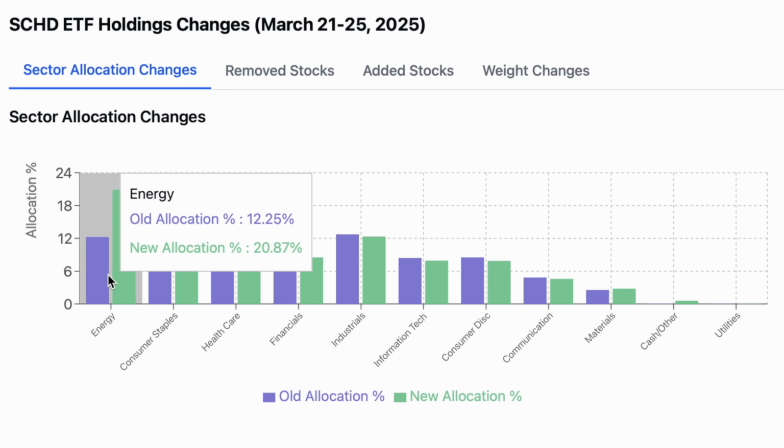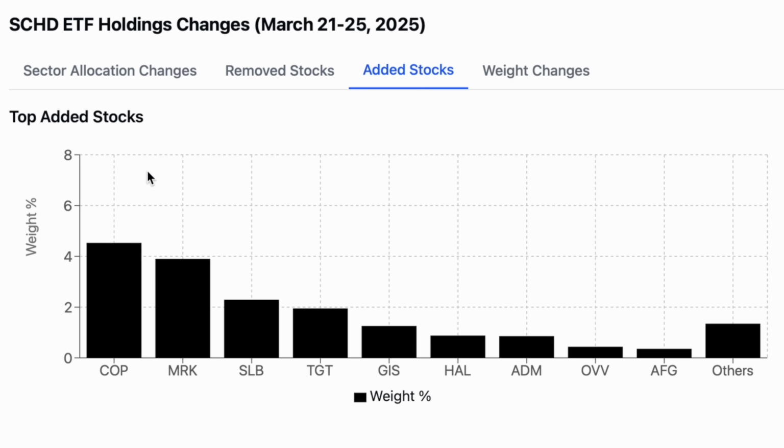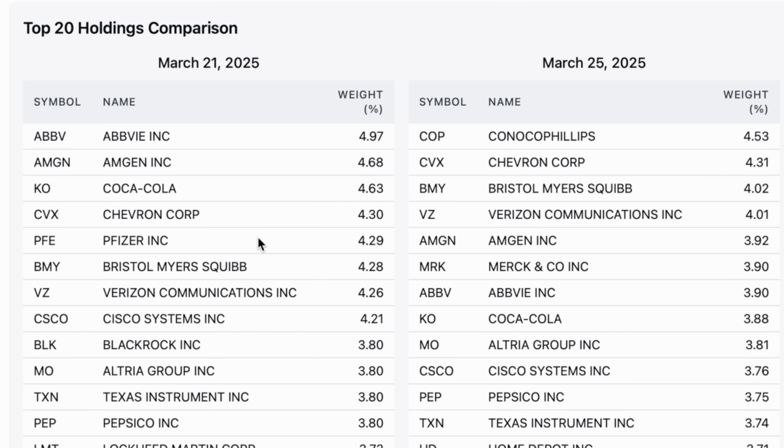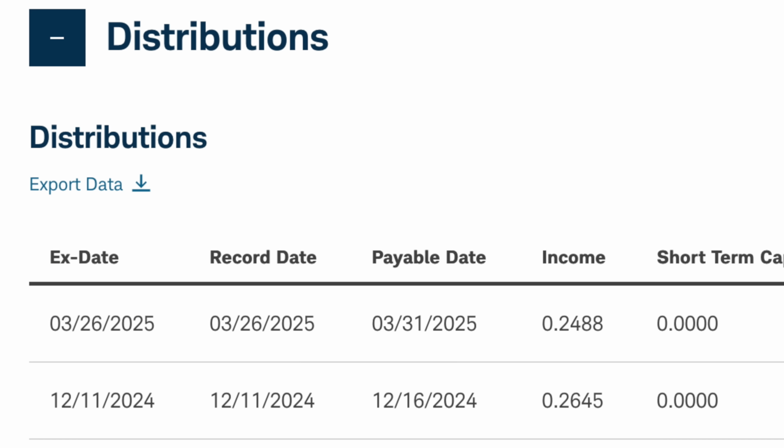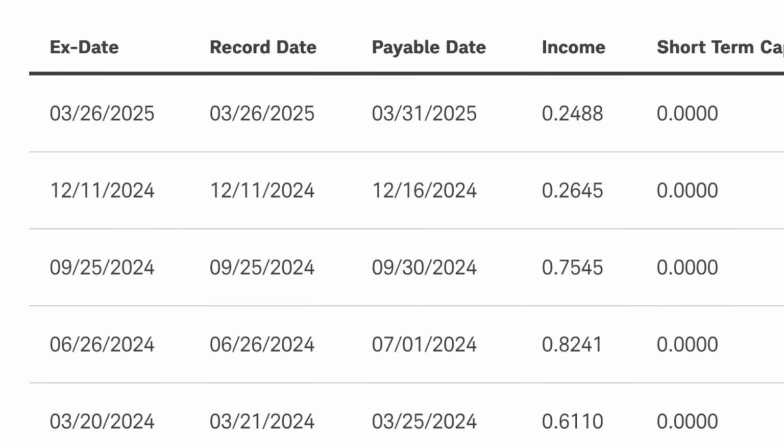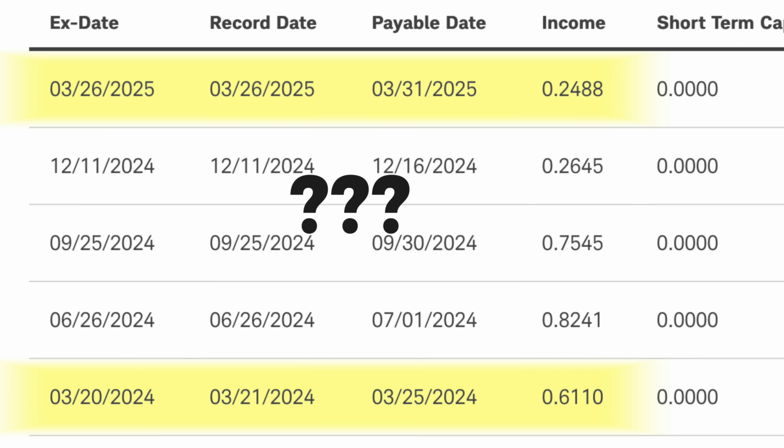So we're going to break it all down with the help of a cool little tool to understand what's in, what's out, and what it means for what you can expect with SCHD in 2025. Plus, they announced their latest dividend, so we'll take a look at how it compares to last year. Now, let's go ahead and get started.